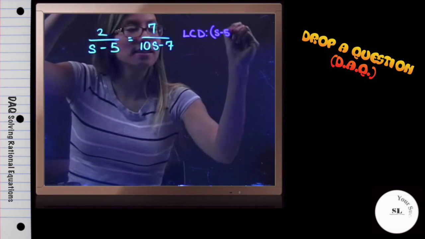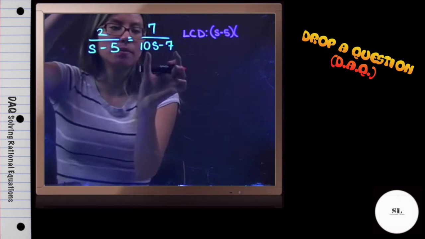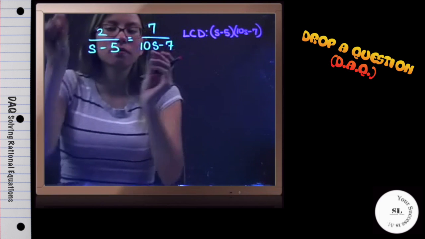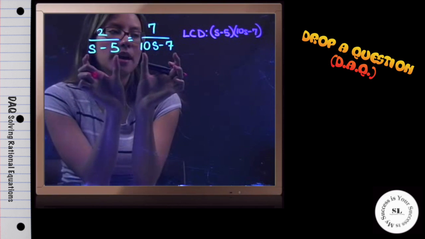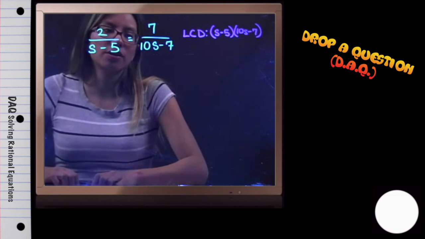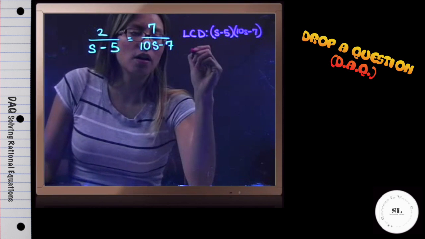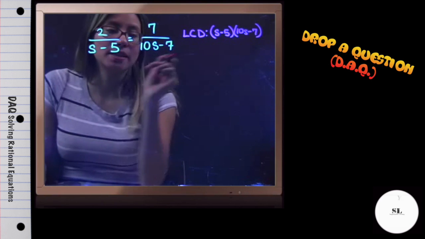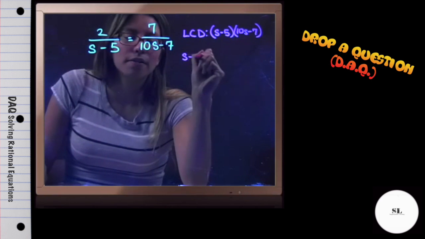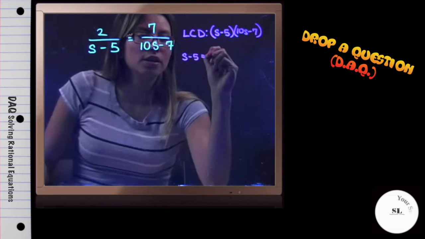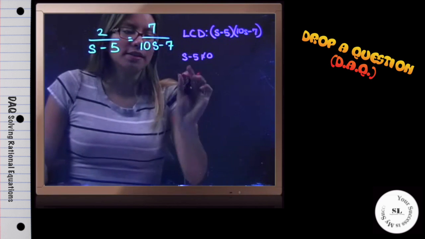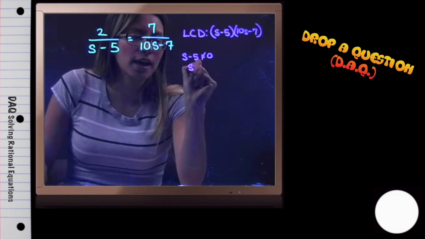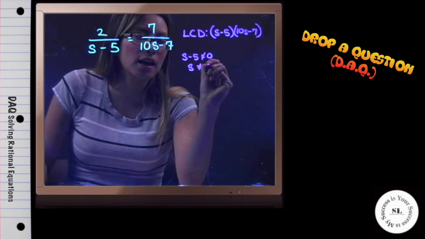Our LCD in this case will be one of the same group. In each denominator, we need to make sure that when solving it, our answers are viable. We can't divide by 0, so if we set each denominator not equal to 0 and solve for my variable s, I need to add 5 to both sides, so I know that s cannot be equal to 5.